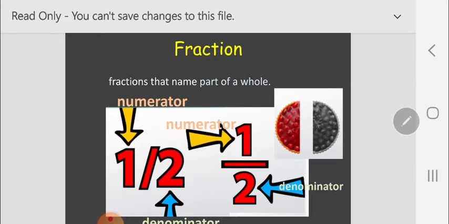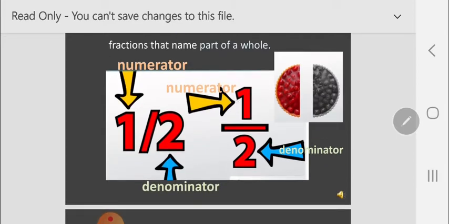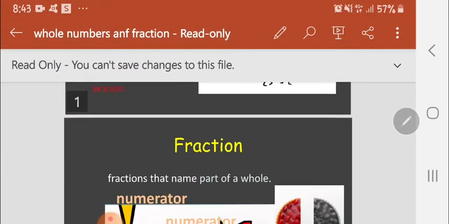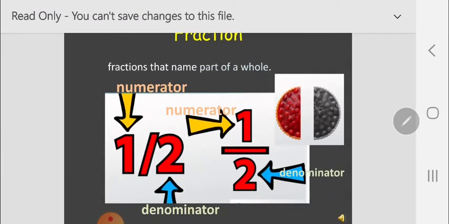Fractions. What are fractions? A fraction is a name for a part of a whole. That means you have one whole and you cut it into smaller parts. In this case, I cut it into two halves. So I have one whole and I divide it into two pieces, or cut it, or chopped it, or split it. But it should be what? Equally. I cut it equally. I chopped it equally. I split it equally.